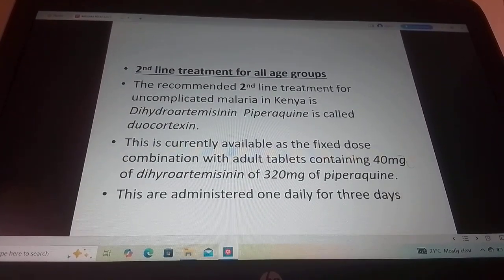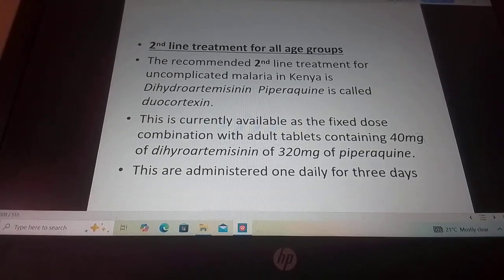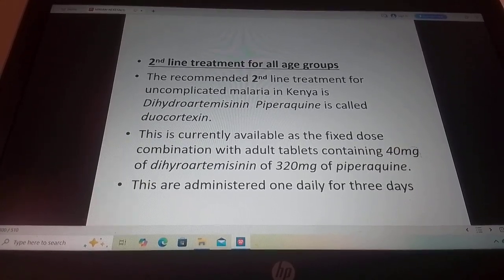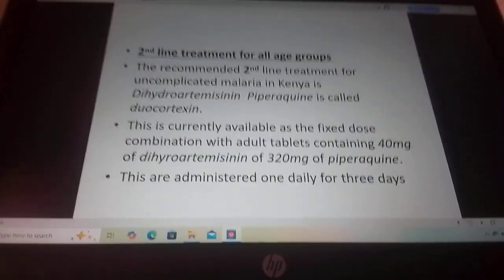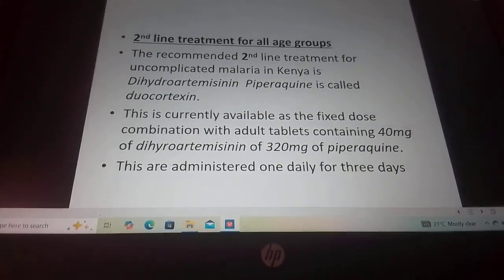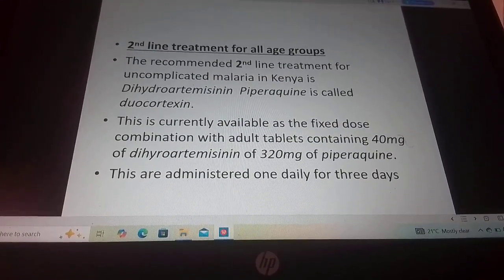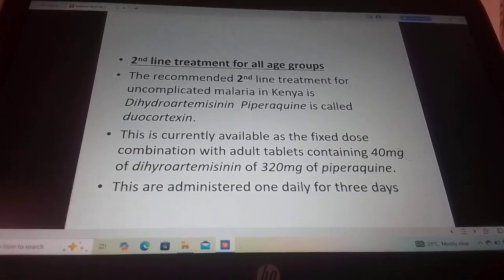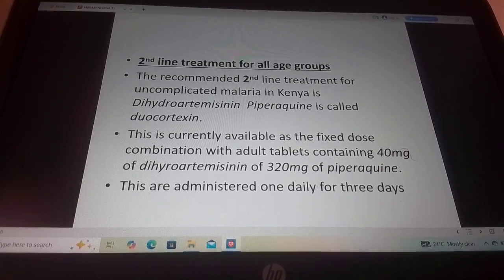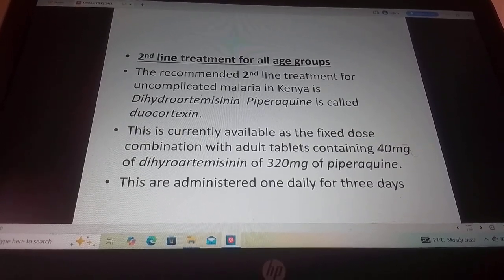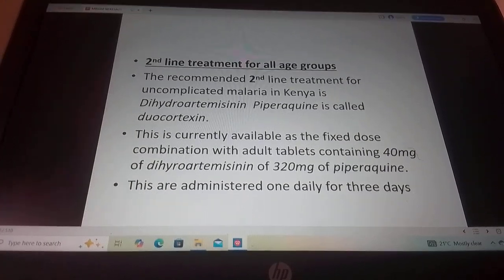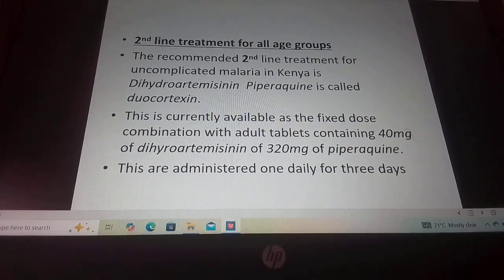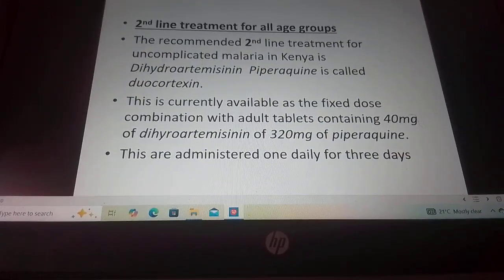So when we have treatment failure, that is now when we come to the second line treatment. We are doing this because we have this drug called artemether piperaquine, commonly called Duo-Cotexin or Pyramax. This one comes in once we have the ACTs that were first line, if they fail. So we come to this.